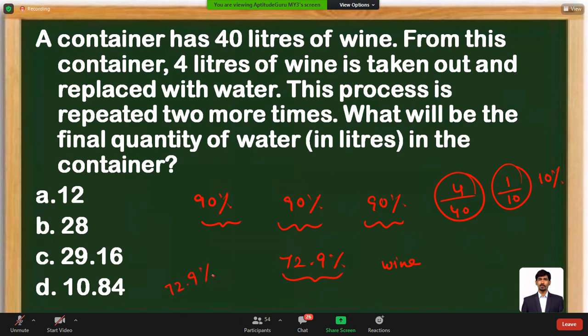72.9% of the overall 40, we'll use the wine. So that is nothing but 7 4s are 28, 4 2s are 8, and 7 4s, 29.16 is going to be wine out of the 40 liters. Leftover is water. Leftover is going to be 10.84 is the one.